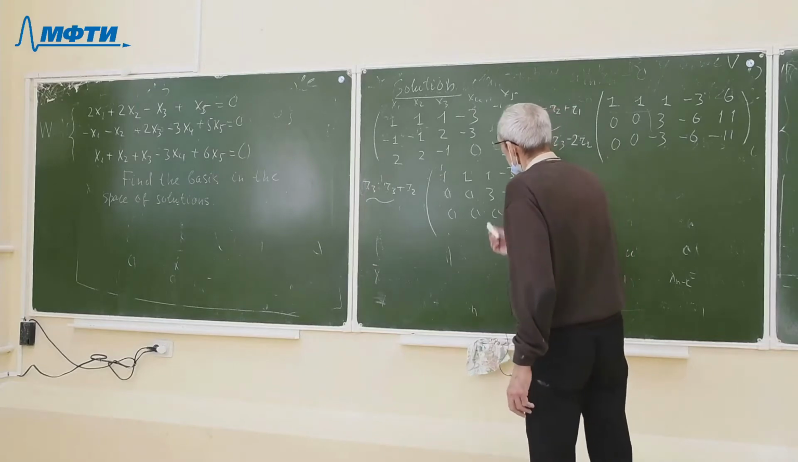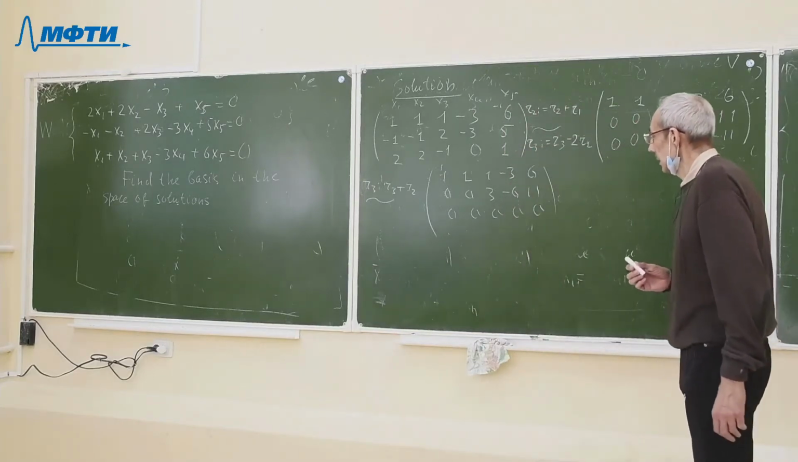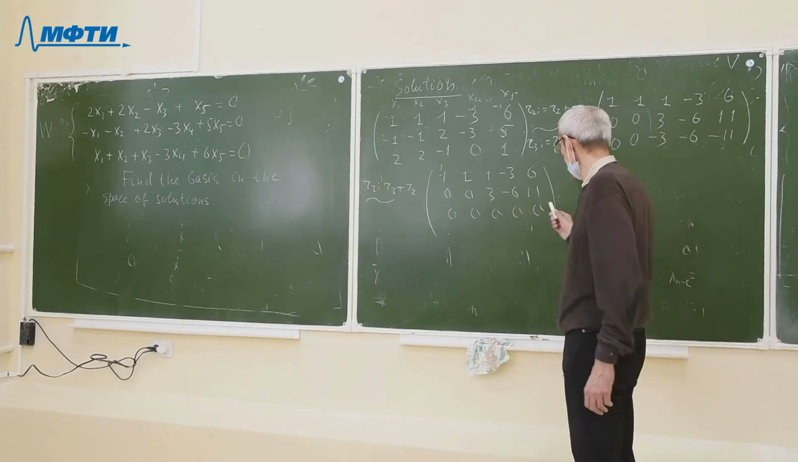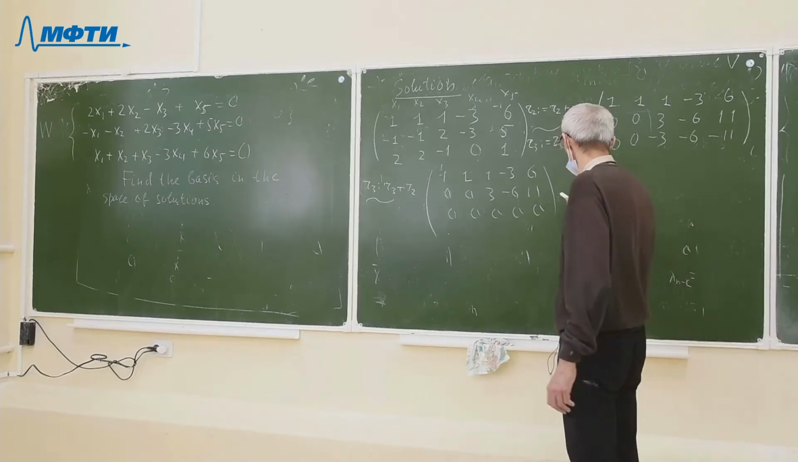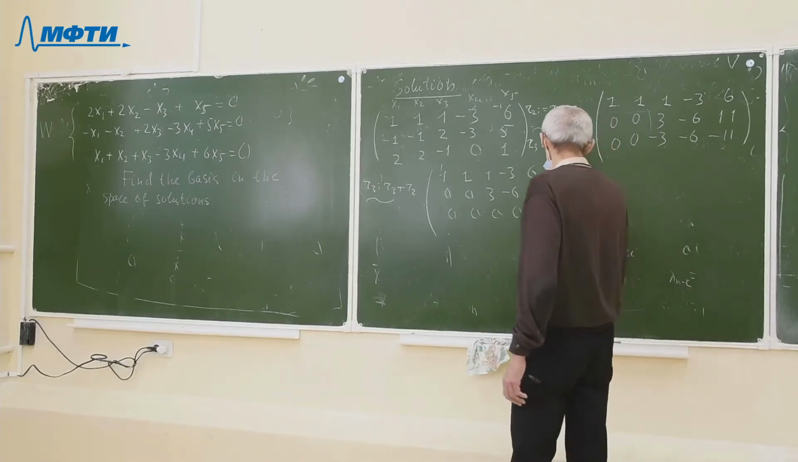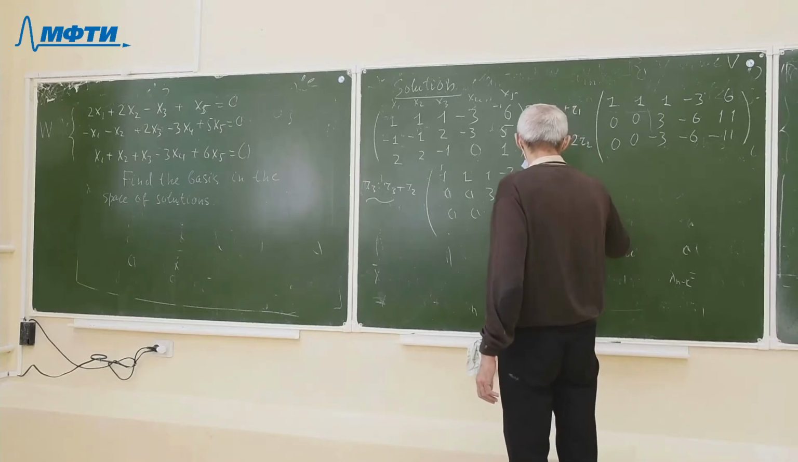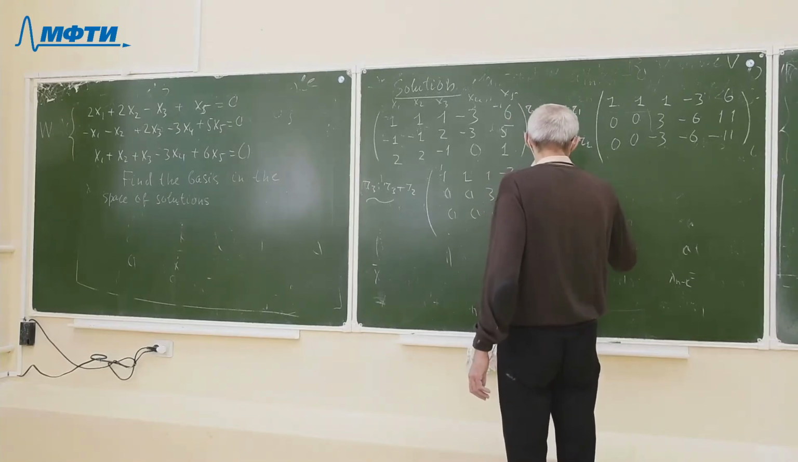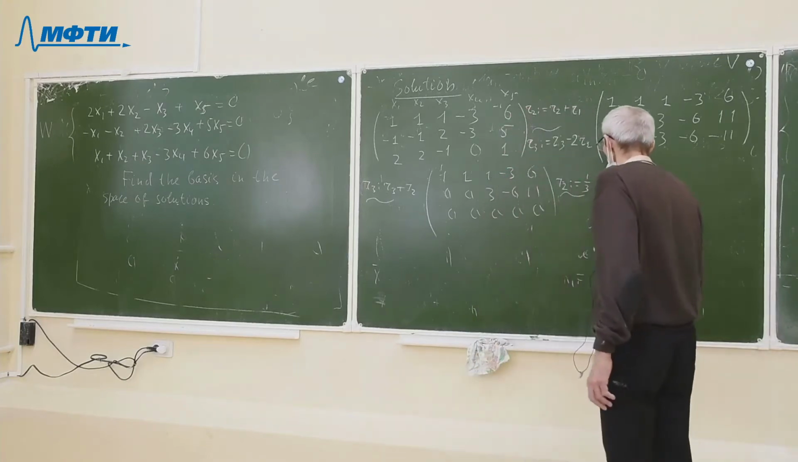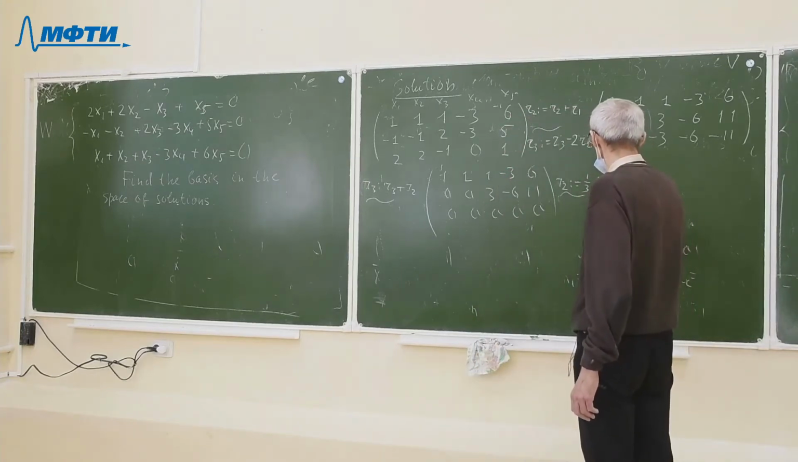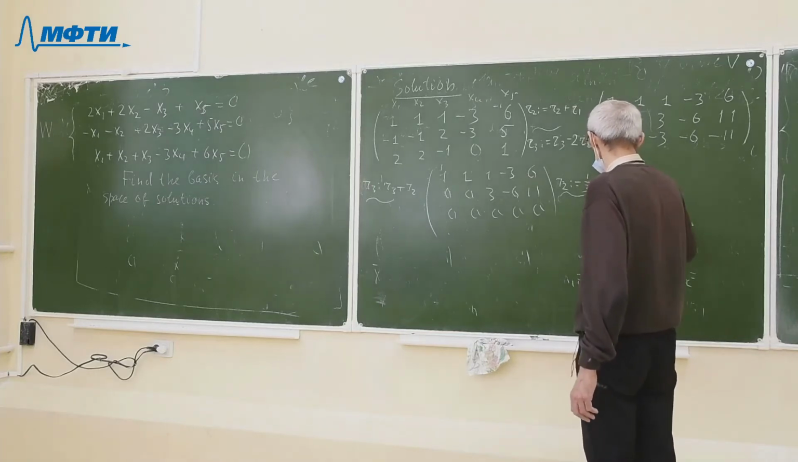I'm going to get the reduced echelon form of this matrix, and I put the second row equal to the ratio 1/3 times R2.